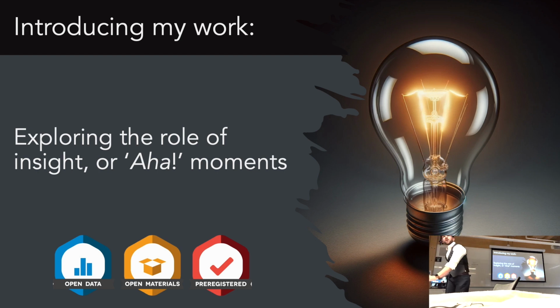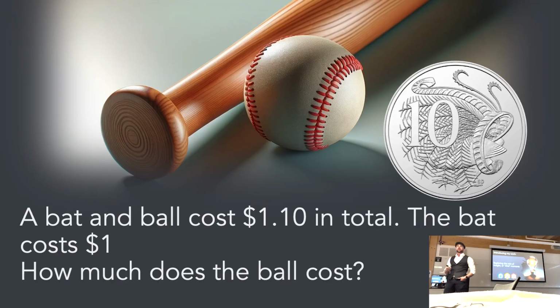And indeed, I also wanted to take a closer look at what was going on with this test, but I wanted to have a kind of novel take on it and look at the role of insight. So when we see this problem and we think 10 cents, if indeed we do, I think that what we're interpreting the problem to actually be asking in the first place is probably something more like this. A bat and a ball cost $1.10 in total, the bat costs $1, how much does the ball cost? In this case, this interpretation, 10 cents is the correct answer.